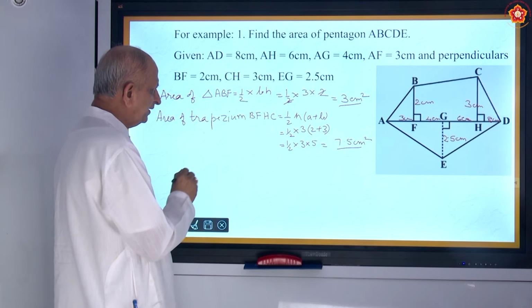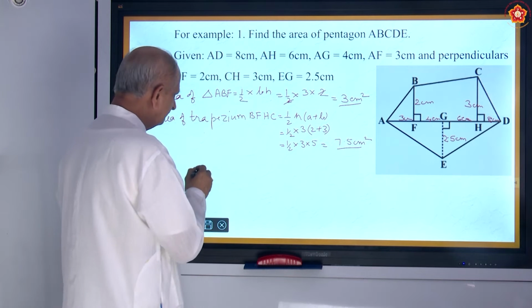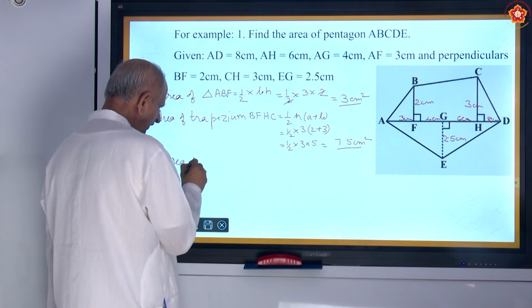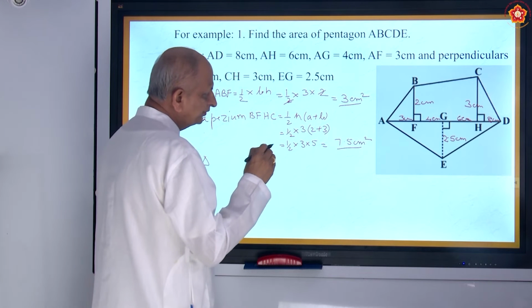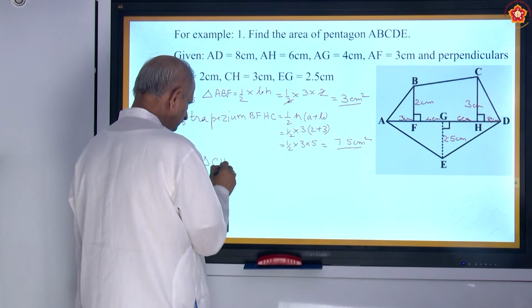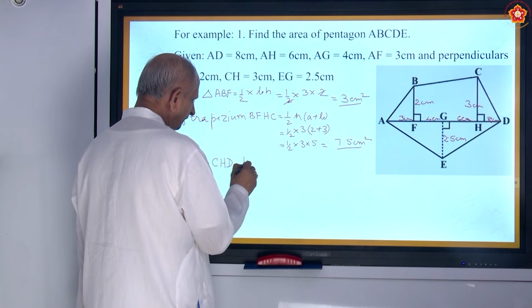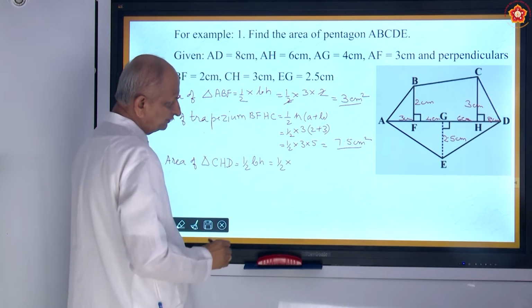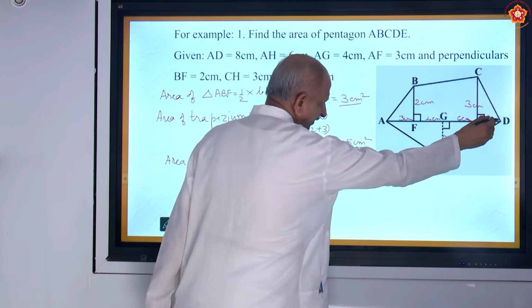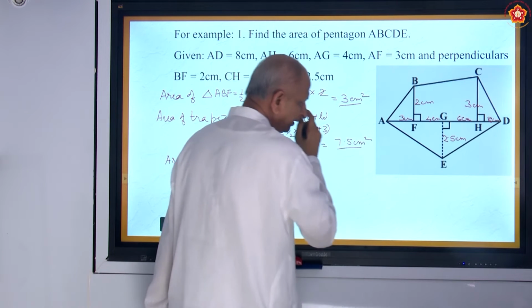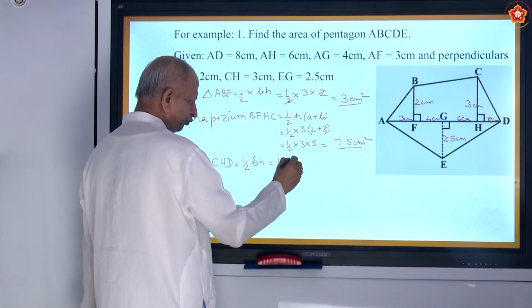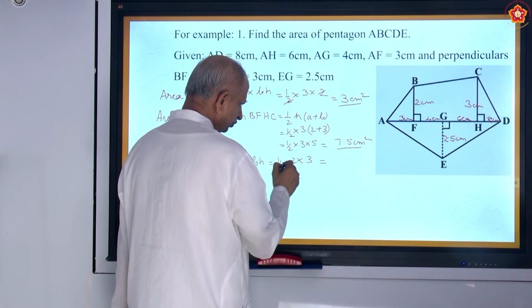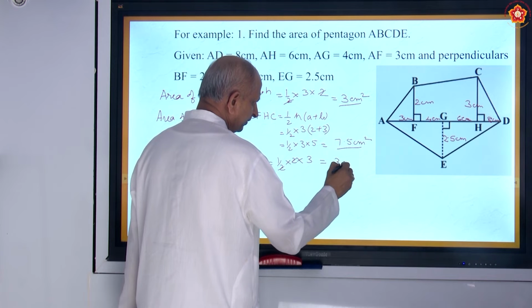Okay. And you have a small triangle there. Last, area of triangle CHD is equal to half of base into height. What is the base? Up to here it is 8, up to here it is 6. 8 minus 6, that is 2, and height is 3. Half of 2 is 1, so you have 3 square centimeters.